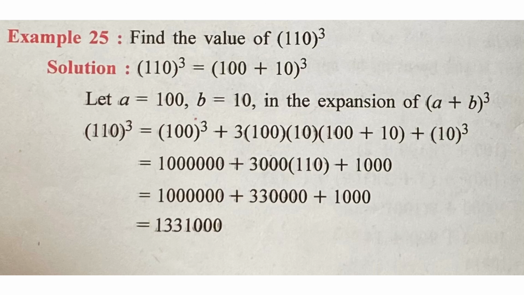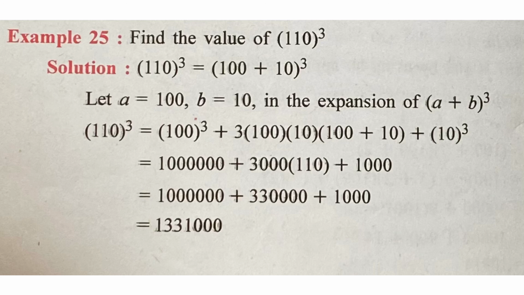100³ is 10 lakh, plus 3 into 100 into 10 is 3000. 100 plus 10 is 110 and 10³ is 1000. So we'll get 10 lakh plus 3000 into 110 plus 1000, which is equal to 10 lakh plus 3,30,000 plus 1000, which is equal to 13,31,000.